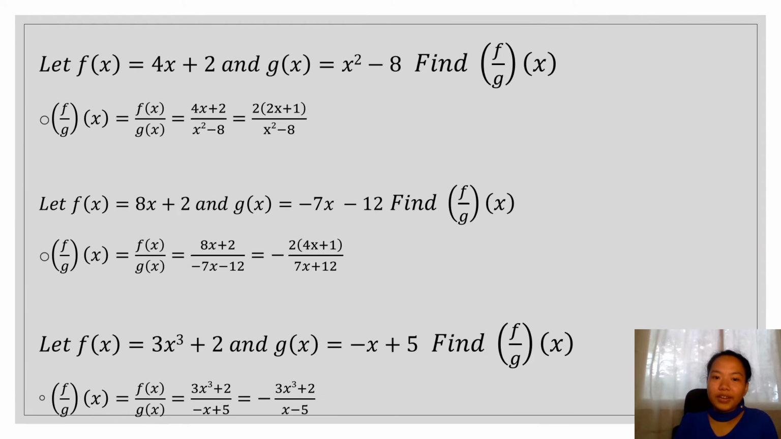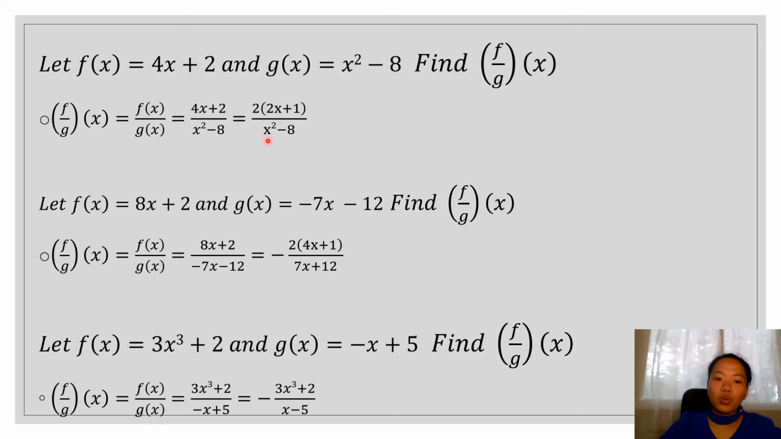So we are here in the last slide, which is the last example on operations on functions, the division. And this time I will give you 3 examples. So the first example is, let f of x equal 4x plus 2 and g of x equal x squared minus 8. Find quantity f over g of x. So quantity f over g of x is equal to f of x over g of x. So our numerator is f of x, which is 4x plus 2, and our denominator is g of x, which is x squared minus 8.